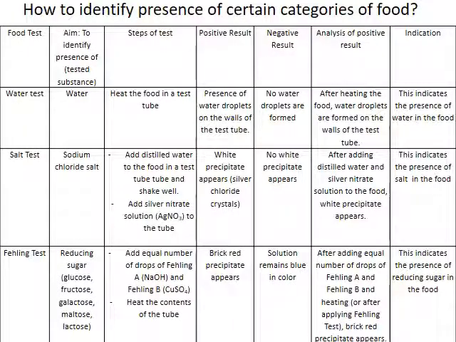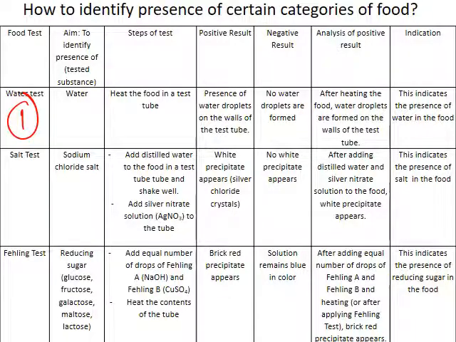How to identify the presence of certain categories of food? First, we have the food tests. What is the aim and steps of the test? What is the positive result and what is the negative result? And finally, the analysis of the positive result and the indication. Let's start with the water test.